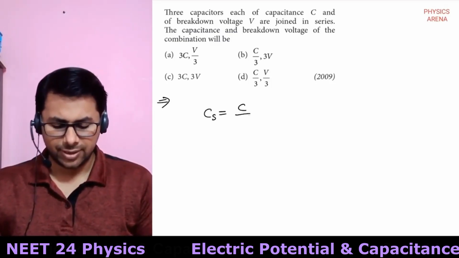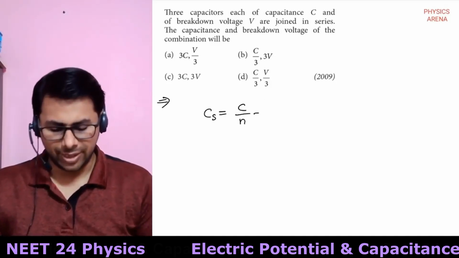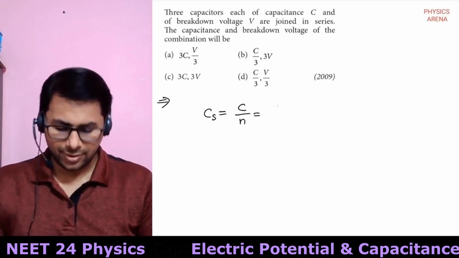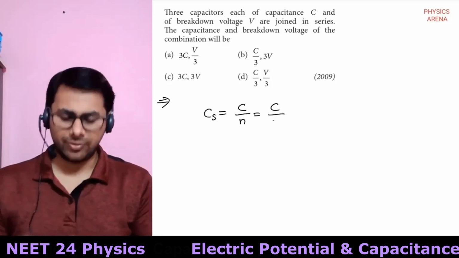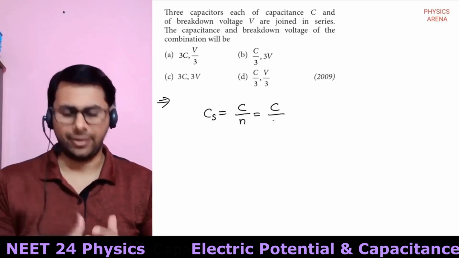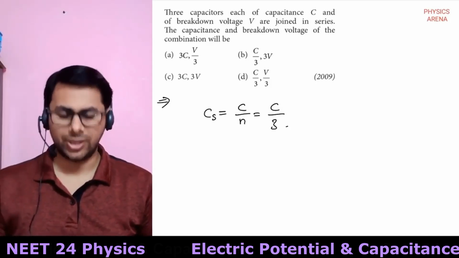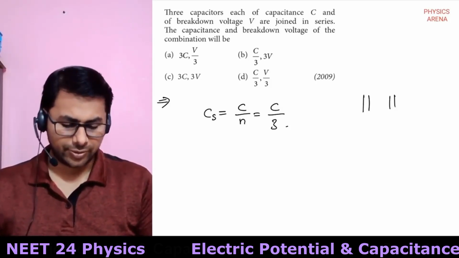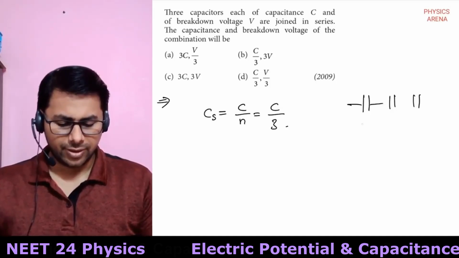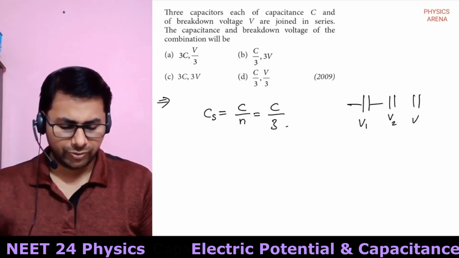Cs is equal to C upon N. How many capacitors are there? 3. If the capacitors are equal, then Cs is equal to C upon N, so C by 3. And what happens to the potential difference? This is the first one, this is the second one, the third one. Suppose this is V1, this is V2, V3.